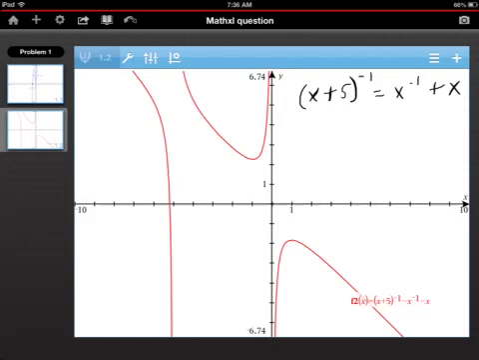Okay, the first thing I did with this problem was I graphed the following problem: (x + 5)^(-1) = x^(-1) + x into my graphing calculator. Notice that down here it shows you how I typed it into my graphing calculator. And so I just brought the x to the negative first and the x to the left side, and so I have (x + 5)^(-1) - x^(-1) - x.